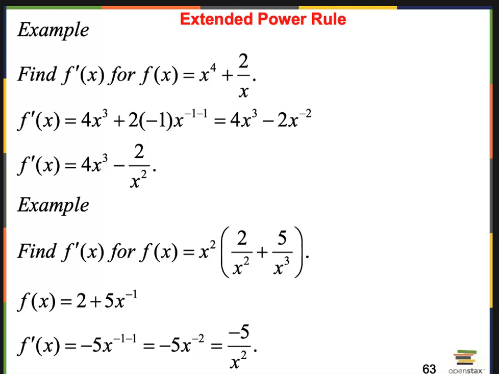And again, here's another example. We have x squared times 2 over x squared plus 5 over x cubed. And you can see we distributed our x squared and simplified our function. And now we'll use our power rule and end up with negative 5 over x squared.